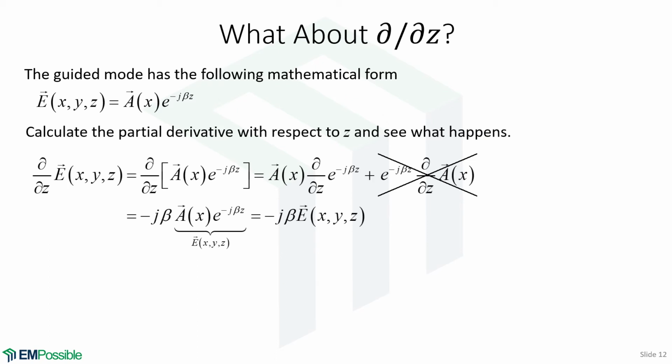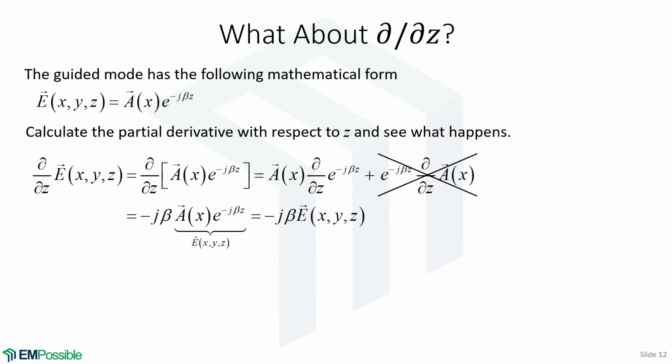Given that, what happens if we try to take a z derivative of the electric field? Well, that means we're taking the z derivative of this envelope term times e to the minus j beta z. Well, this envelope term is not a function of z. That can come to the outside of a derivative operation, and that's where we are here.